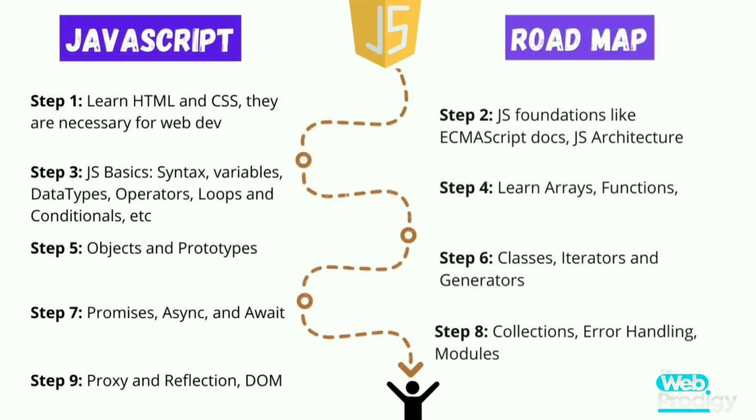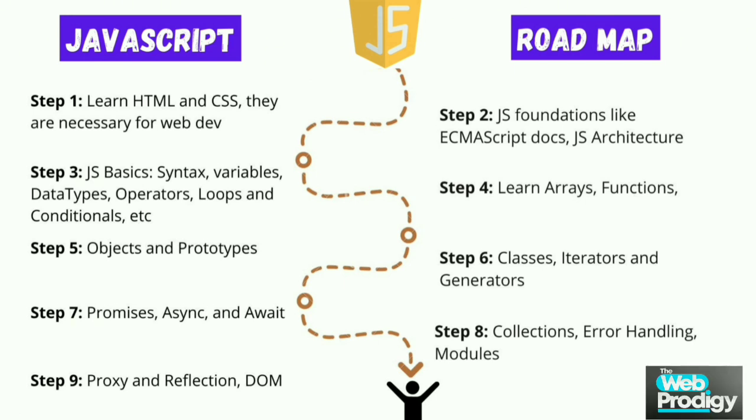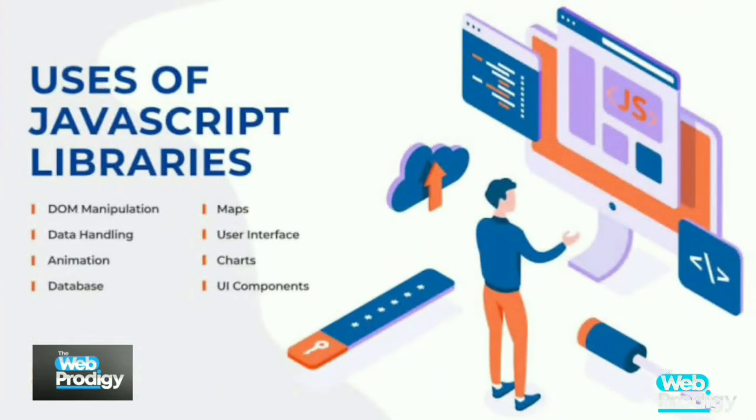There are 9 steps. Step 1, learn HTML and CSS. Step 2, JS foundations like ECMAScript, DOM. Step 3, JS basics, syntax, variables and data types. Step 4, learn arrays and functions. Step 5, objects and prototypes. Step 6, classes and generators. Step 7, promises and await. Step 8, collections, error handling. Step 9, proxy and reflection.